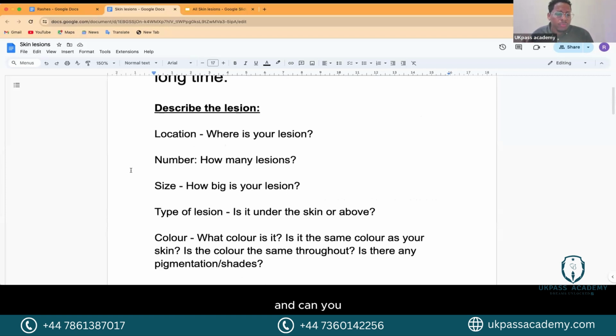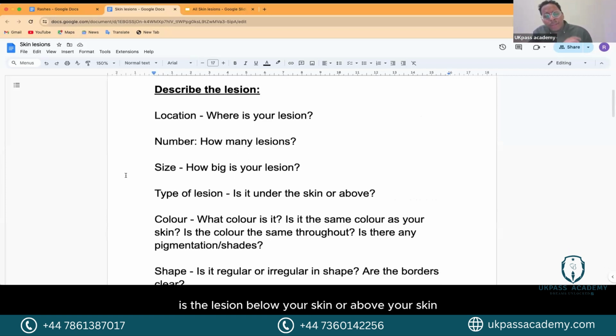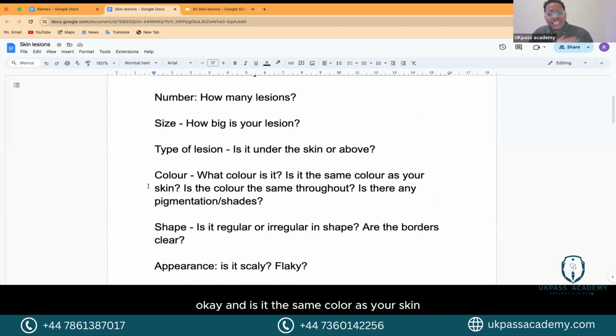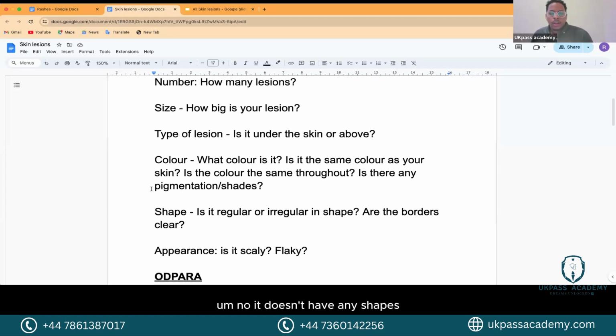And can you give me an estimation of how big your lesion is? I don't know. It's like maybe a couple of centimeters. Right. I see. And is the lesion below your skin or above your skin? It's above my skin. And is it the same color as your skin or is it a different color? It's a different color. And does the color change? Does it have any shades? No, it doesn't have any shades. Okay. And what about the borders? Are they clear borders or... Yes, doctor, it's kind of clear. I can see the borders.